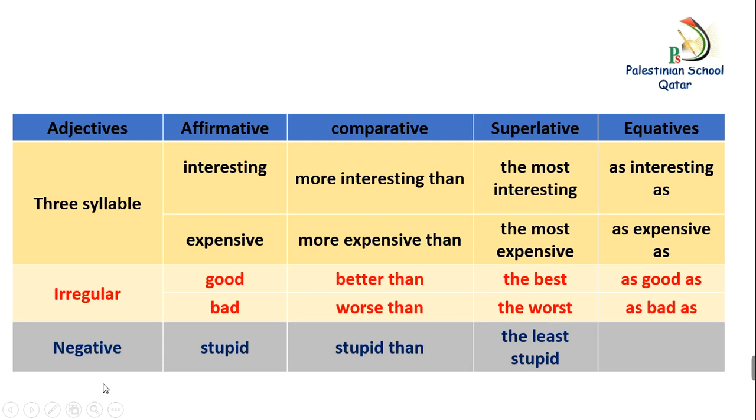And the negative, for example, stupid. In the comparative, we say less stupid than. We don't put anything else. And with the superlative, the least stupid.